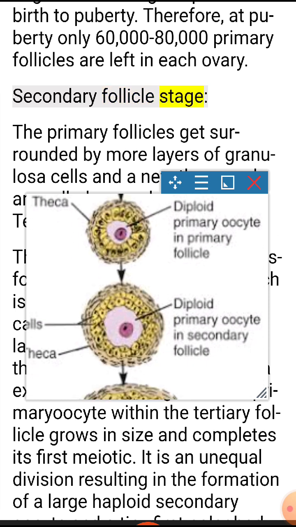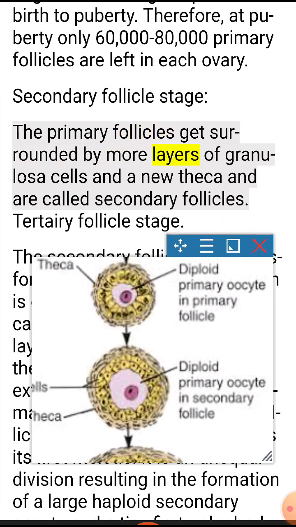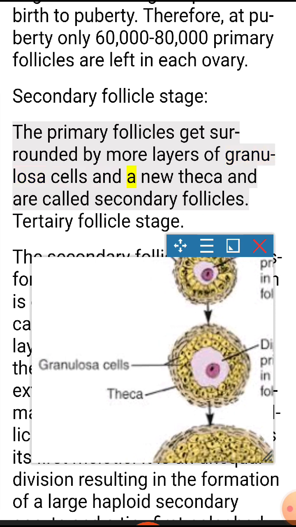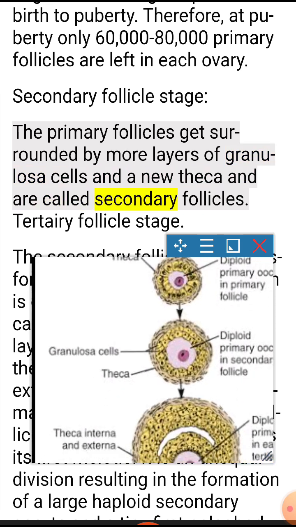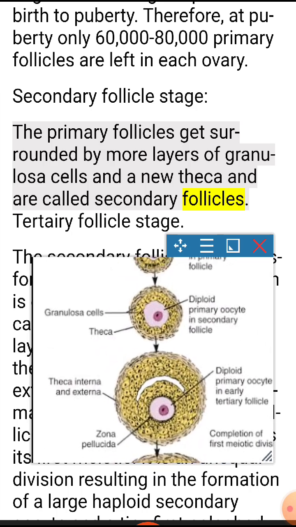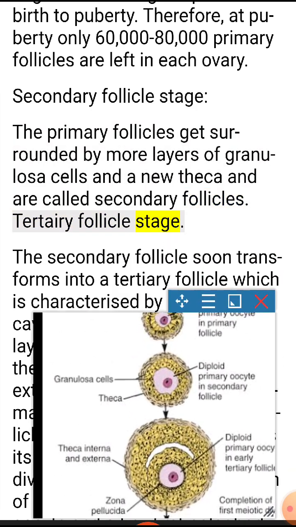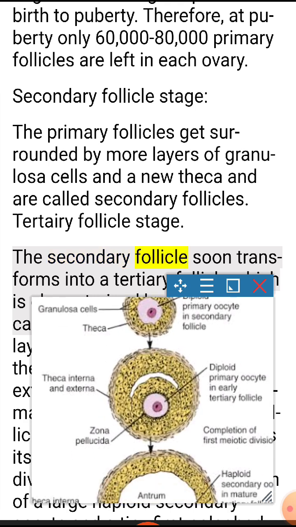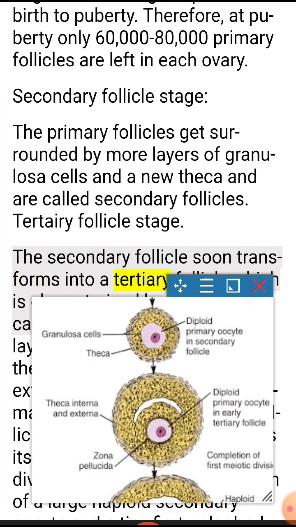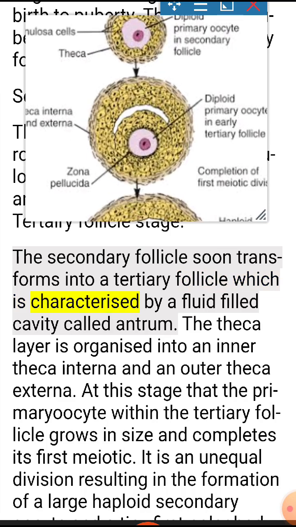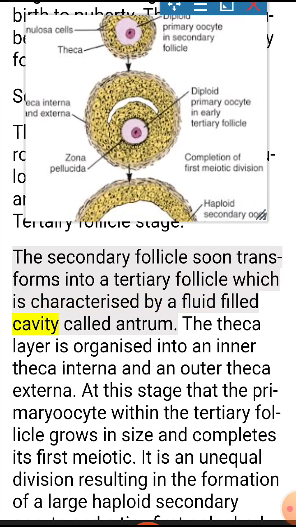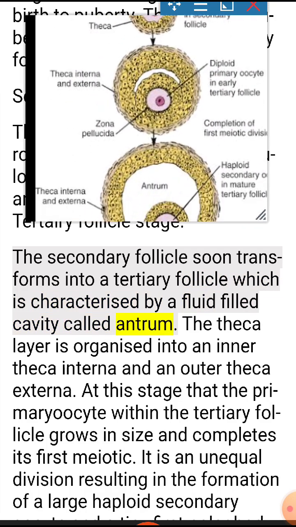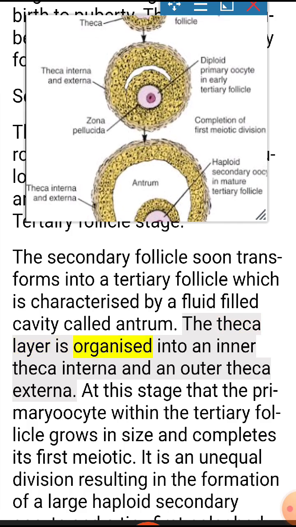Secondary follicle stage. The primary follicles get surrounded by more layers of granulosa cells and a new theca and are called secondary follicles. Tertiary follicle stage. The secondary follicle soon transforms into a tertiary follicle, which is characterized by a fluid-filled cavity called antrum. The theca layer is organized into an inner theca interna and an outer theca externa.